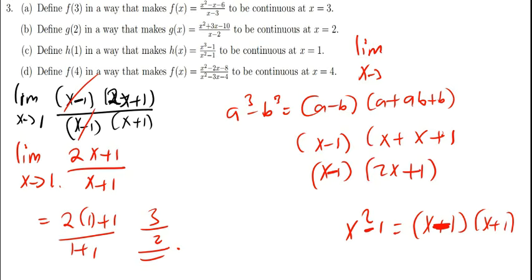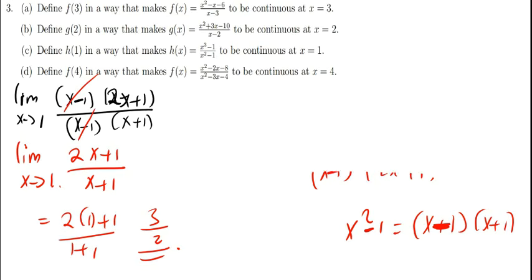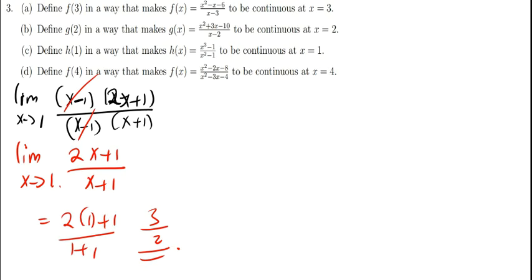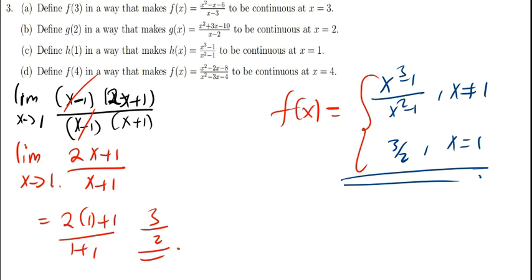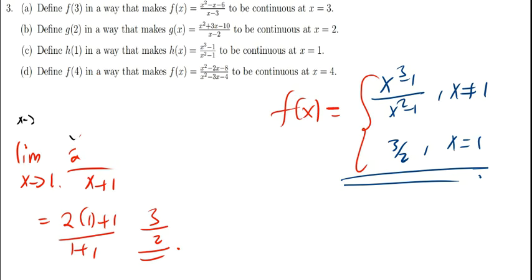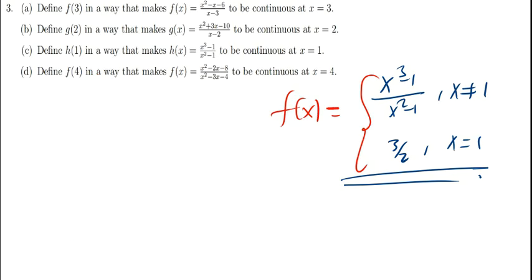So how do you present your answer? Like I said, it's going to be the same thing. f of x should be equal to, for it to be defined, you just get the original function, x squared minus 1, with the condition that x should not be equal to 1 for this one to be defined. Again, 3 over 2 for x equal to 1. Done. Let's go to D.